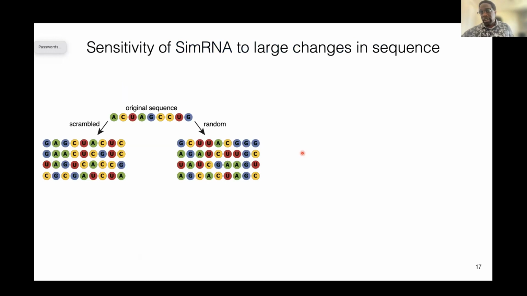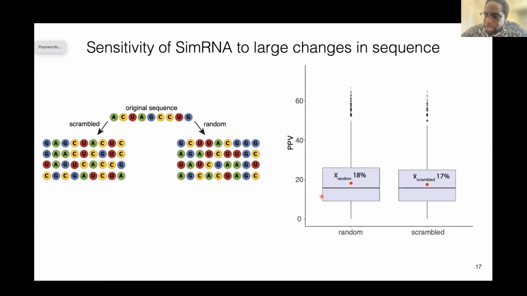Now that we feel confident that we can fold these RNAs into their target structures, we want to take a look at the sensitivity to changes in sequence. The first kind of changes we applied were pretty dramatic, where we take the sequence and scramble it, or we just generate random sequences. When we use random sequences and target a known structure, we get pretty low PPVs. When we use scrambled sequences, we also get low PPVs.